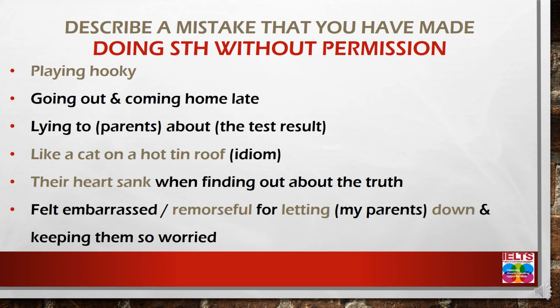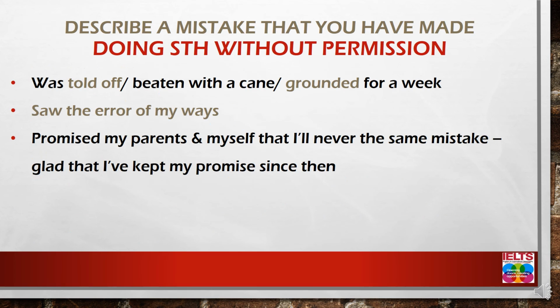Once again, you can use remorseful to describe your feeling if you made those mistakes. You can say you felt so remorseful for letting your parents down. To let somebody down means to upset and disappoint someone. Well, the consequences could be that you were told off once again, or you were beaten with a cane. A cane is a stick. Or you were grounded for a week. To be grounded means to be not allowed to go out.